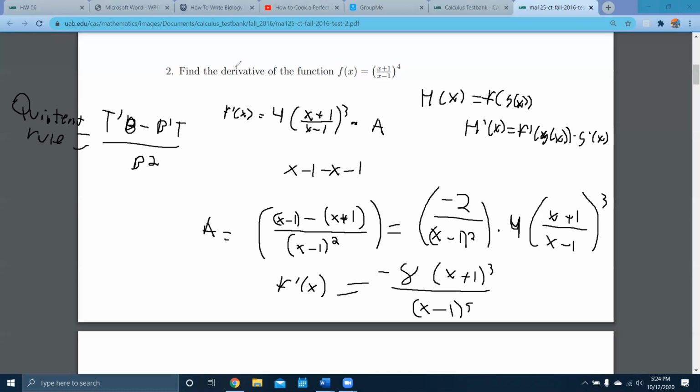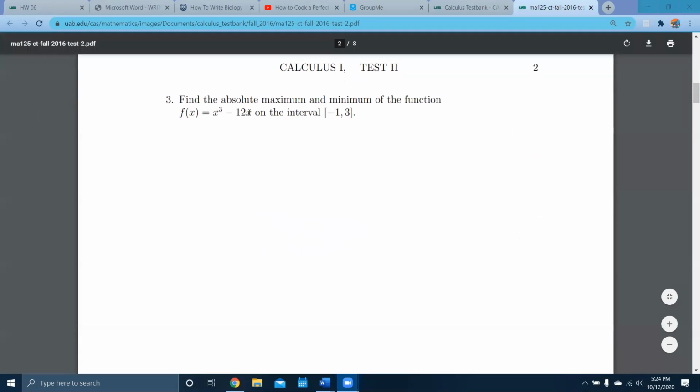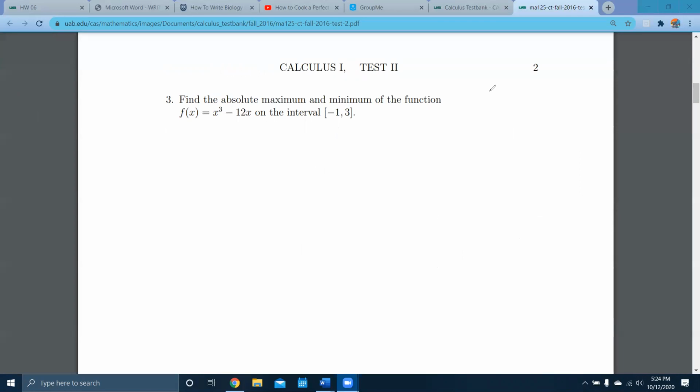All right, moving on. Number 3, find the absolute maximum and minimum of the function f of x equal to x cubed minus 12x on the interval negative 1 to 3. So the first thing we've got to do is use the closed interval method. So by the closed interval method, we're going to find the critical points.